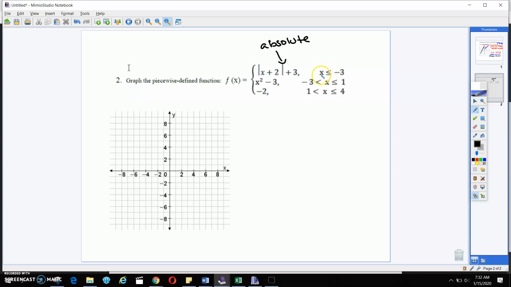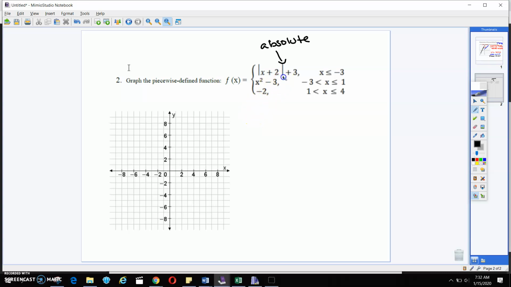Okay, so this is saying anything less than -3 is what we're going to plug in here. So what's less than -3? Or equal to? So let's talk about what's less than -3. Pick a number. -4. All right, so we're going to take -4 and we're going to plug it in here.